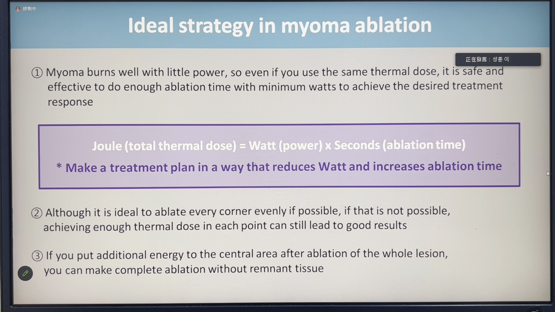Myoma burns well with little power. So even if you use a small thermal dose, it is safe and effective to do enough ablation time with the minimal watts to achieve the desired treatment response. Although it is ideal to ablate every corner evenly if possible, if that is not possible, achieving enough thermal dose in each point can still lead to a good result. If you put additional energy to the central area after ablation of the whole region, you can make complete ablation without remnant tissue.